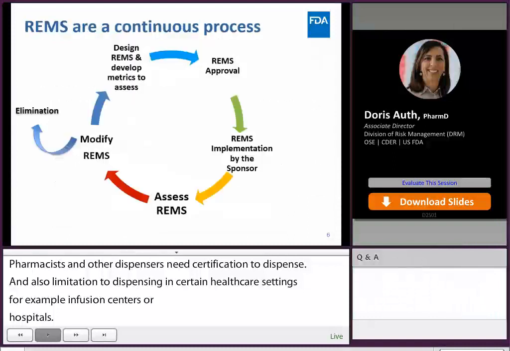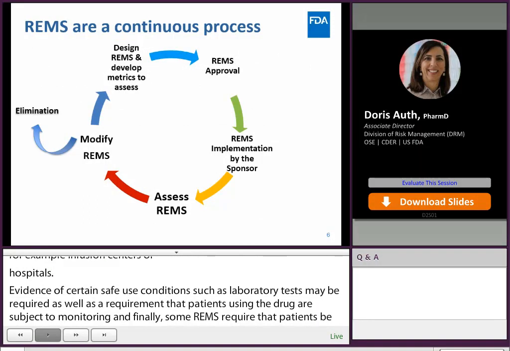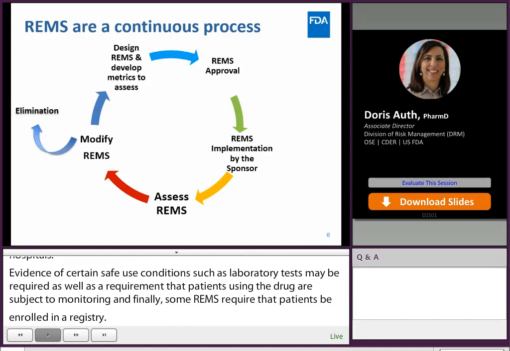Similar to other public health initiatives, REMS are a continual process of development, approval, implementation, evaluation, and modification. In some situations, we have eliminated entire REMS.